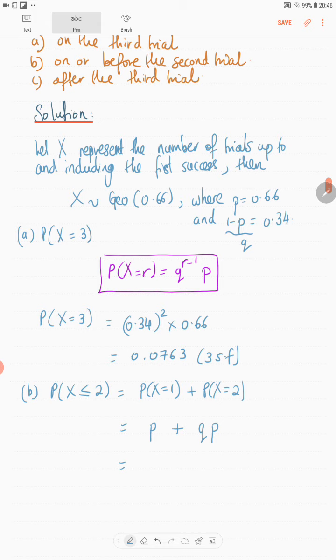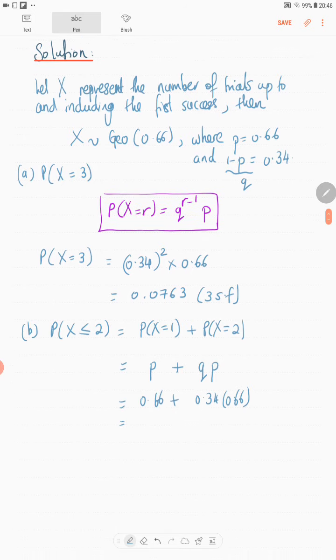So we have 0.66 plus 0.34 times 0.66, which will give us 0.884 to three significant figures.